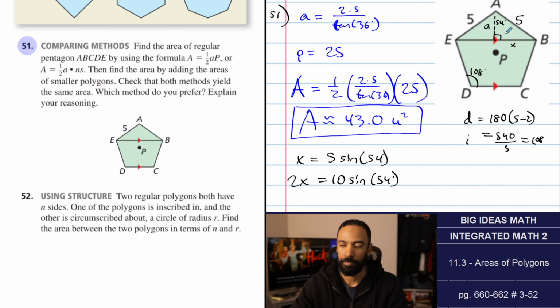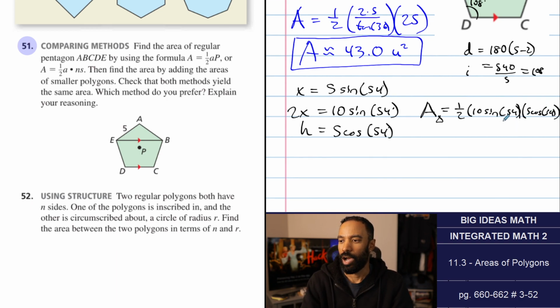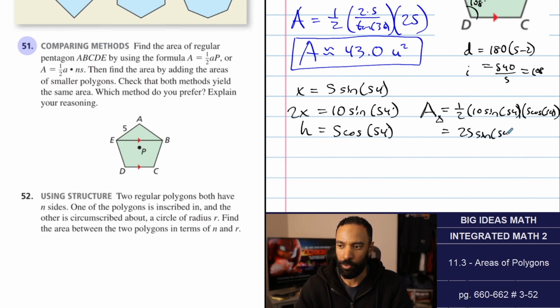Oh, and I still have to find the apothem. Not the apothem, the height of this triangle. Cosine of 54 is h over 5, so h is 5 times the cosine of 54 as well. So, yeah, definitely I don't prefer this way. It says explain your reasoning because this way sucks. The area of the triangle is 1/2 base times height, which is 25 times the sine of 54 times the cosine of 54. Okay, so there's the triangle.